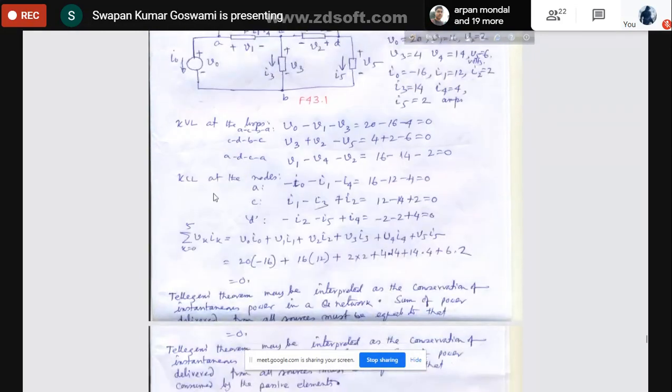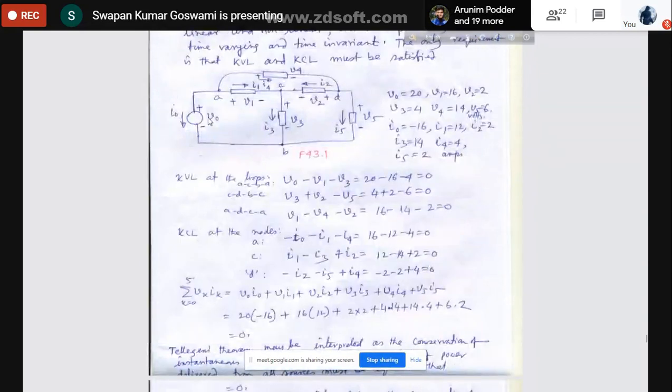Let us verify. Now you write, what is the total instantaneous power? V0, I0. It is positive, negative, current is in this direction, V0, I0. Then V1, I1, positive, negative, current in this direction. Then V2, I2, positive, negative, current in this direction. Then V3, I3, I3 in this direction, this terminal positive, this terminal negative. V4, I4, this direction current, it is positive, it is negative. V5, I5, this is positive, this is negative, so current should be in this direction.